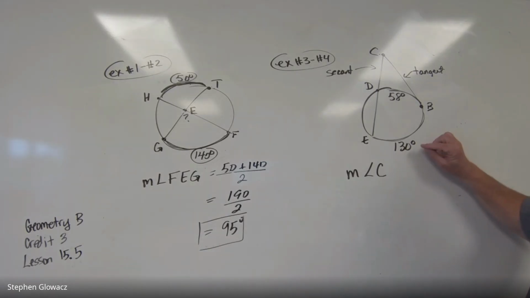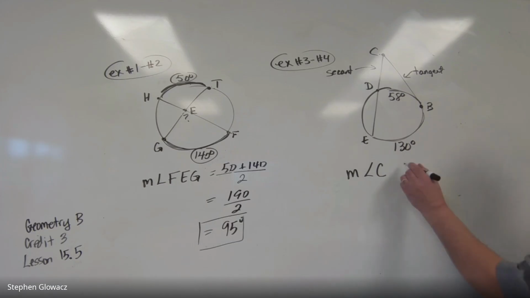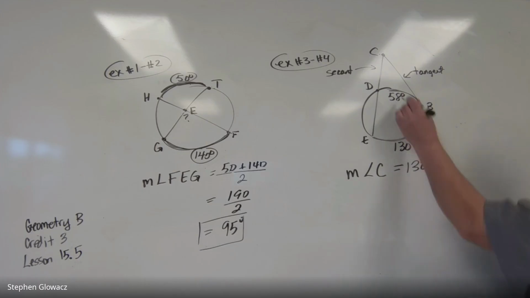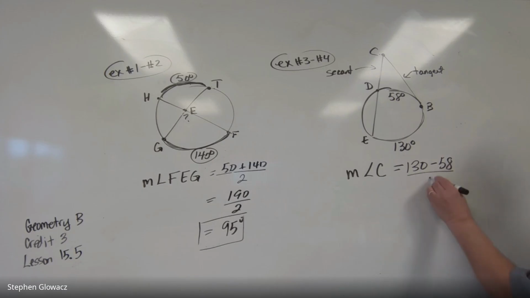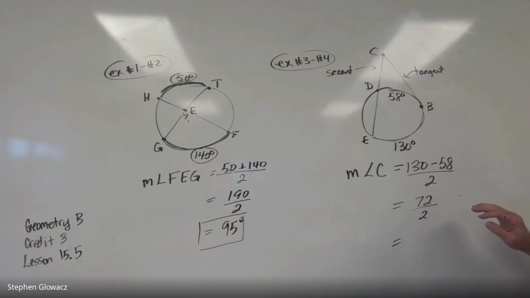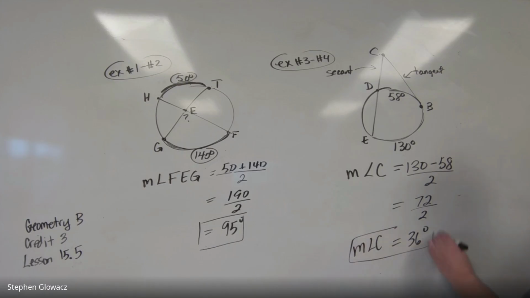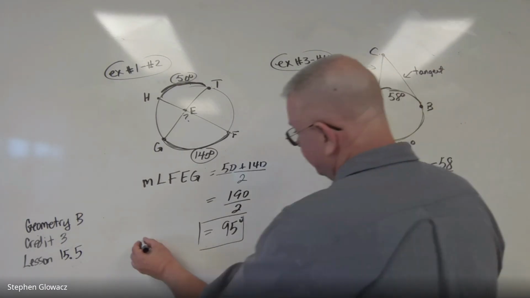And so the order you want to do is the larger arc, which will be this one down here, minus the smaller arc. So we're going to do 130 minus 58, and then we're going to divide that by 2. So 130 minus 58 gives us 72. And then we divide that by 2, and we get 36 degrees. And so the measure of angle C would be 36 degrees. In fact, let's go ahead and write that down here. Let's even do that over here for FEG.